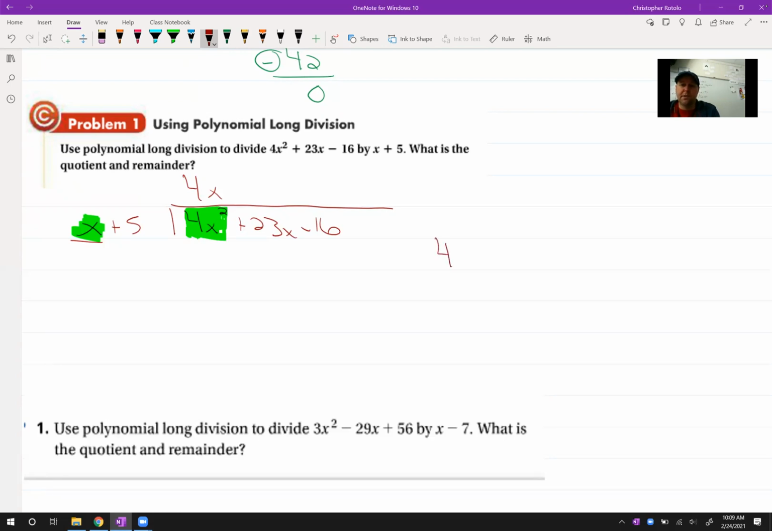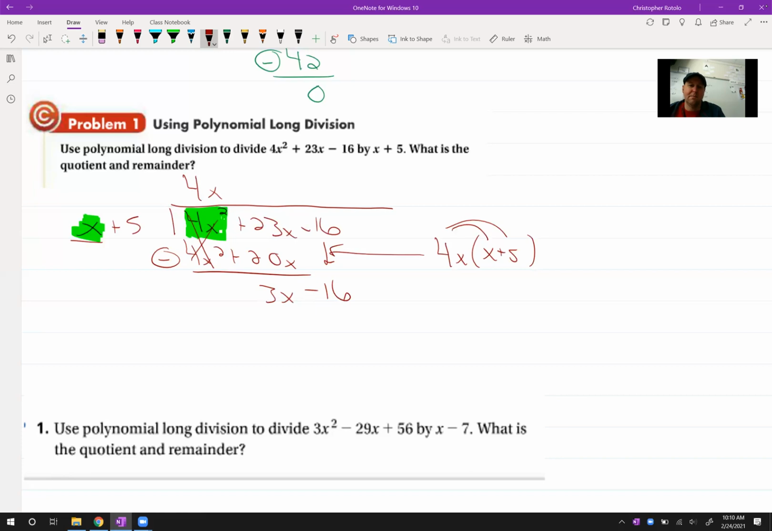So here's what happens. I'm going to take 4x times x plus 5. I'm going to put that right in this line here. So 4x squared plus 20x and subtract. Let's subtract 4x squared minus 4x squared. They have been eliminated, right? We're going to deal with one term at a time, and we're going to try and get rid of it as best we can until we can't do anything else with it. 23 minus 20 is 3x. I'm going to bring this down, minus 16.